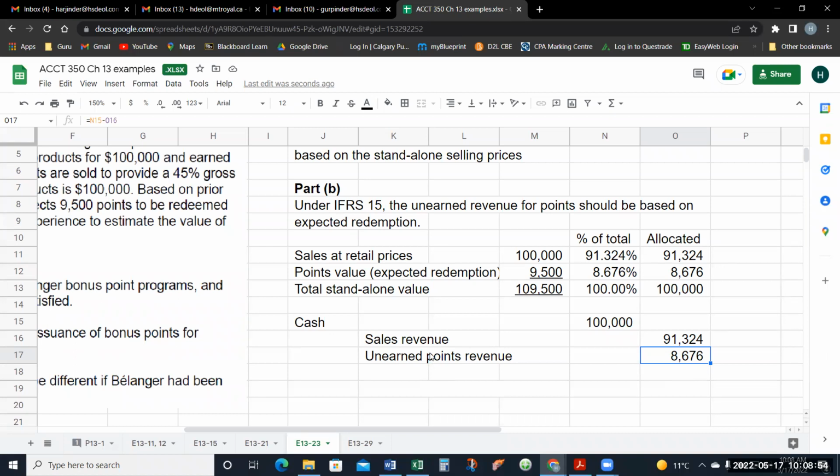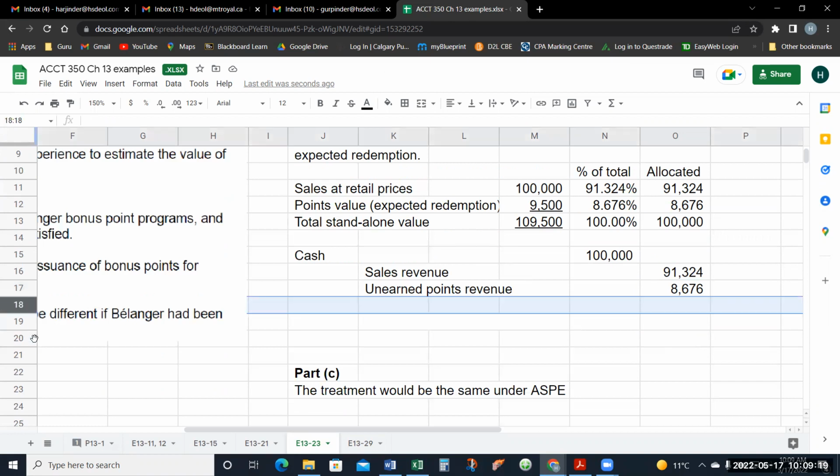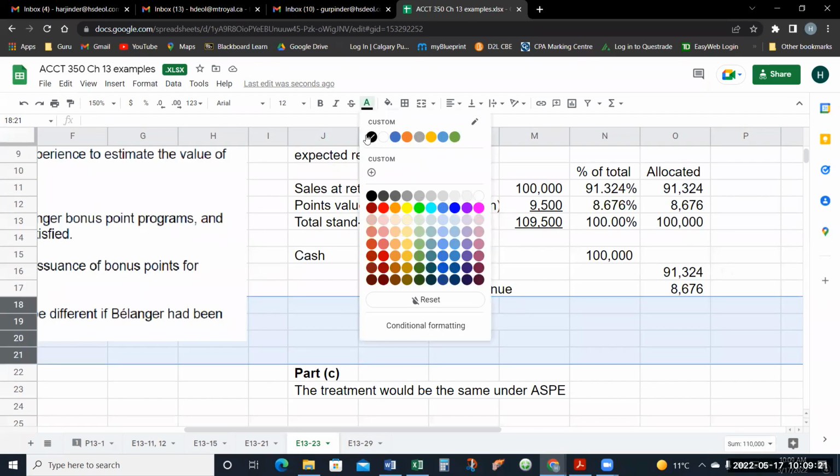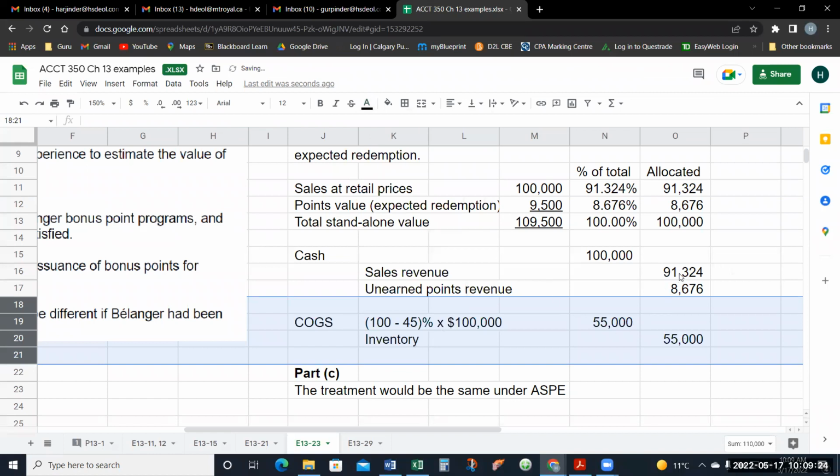Now, it is possible to get a little bit confused. We are recording sales revenue at $91,324, but you know what? The retail price value was 100,000. So our cost of goods sold, we're going to calculate with reference to what the sales was at retail value. That's 100,000. So 55% of that is our cost of goods sold. Okay, don't multiply 91,324 by the 55%. It should be calculated with reference to the retail price.